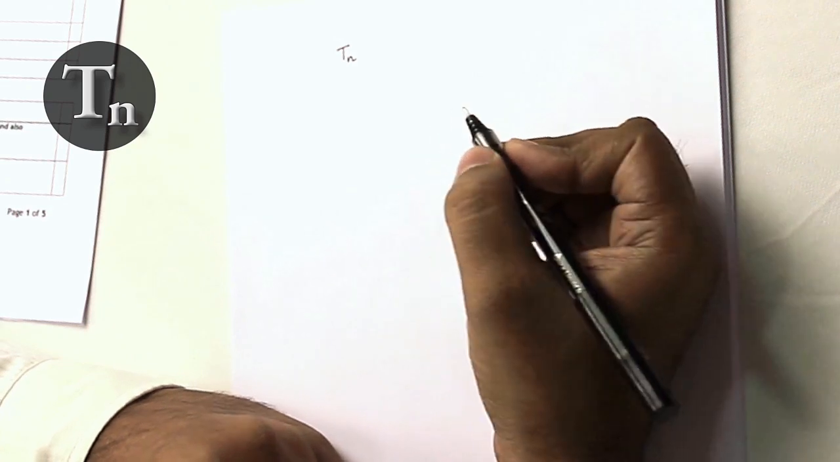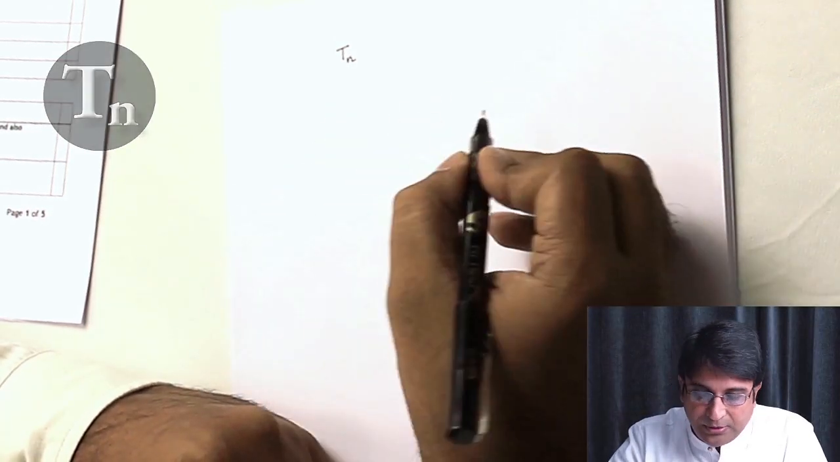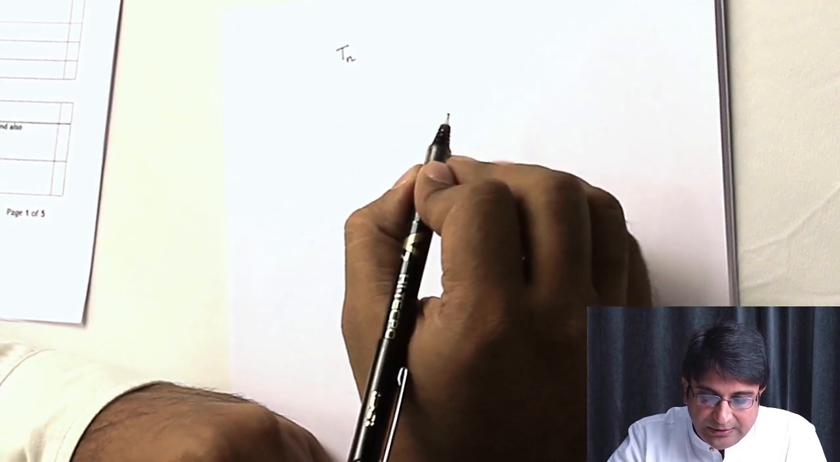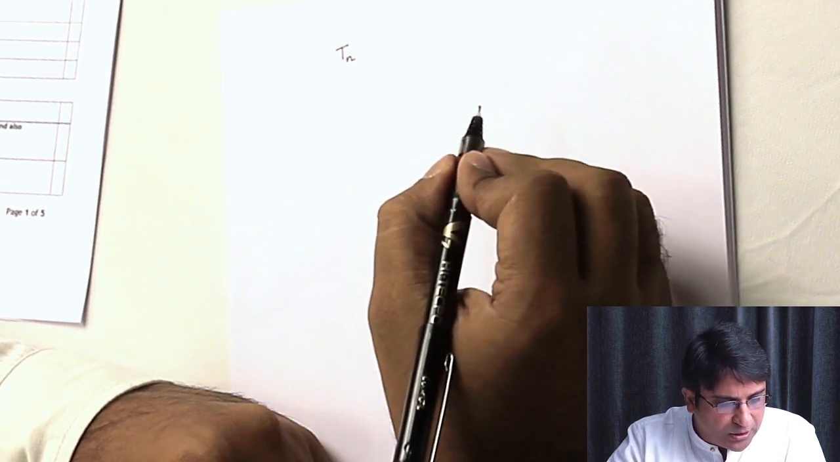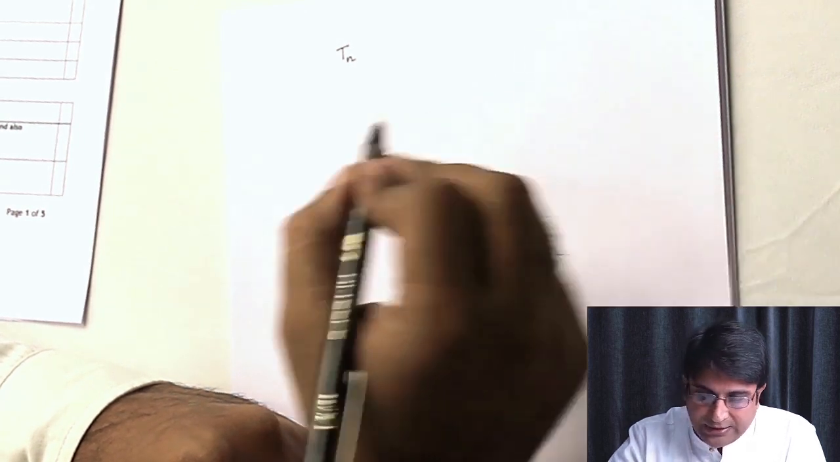So in this session, we'll try to understand what we mean by a general term. A general term is generally represented as Tn. Different books use slightly different notation, but Tn is pretty much standard. So Tn is what is known as a general term. Let's look at a problem and try to understand this.